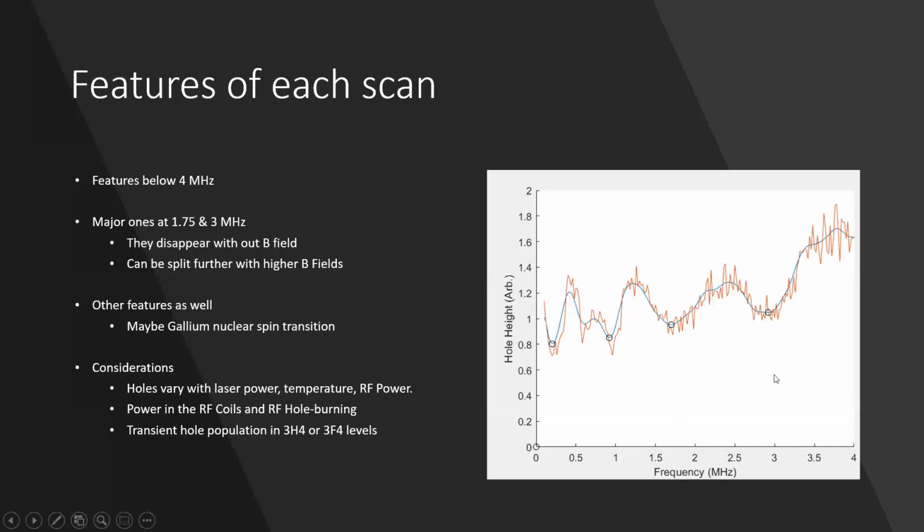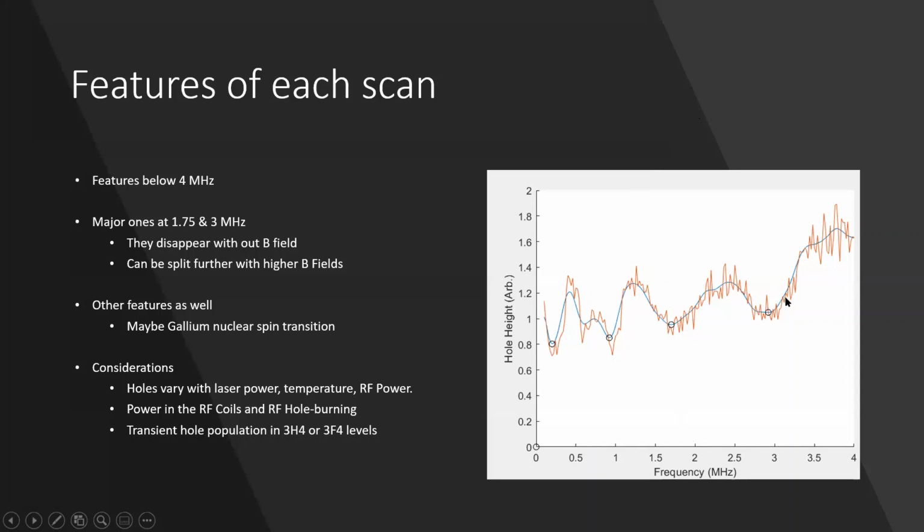Now, just to generate a scan like this one requires optimization over a pretty large parameter space. We're making sure we have population in the correct levels so that we can drive it. We're making sure that all our samples are at the correct temperature and that we have the correct laser power, creating a spectral hole, and the correct RF power so that we can see the change in the population of that spectral hole.